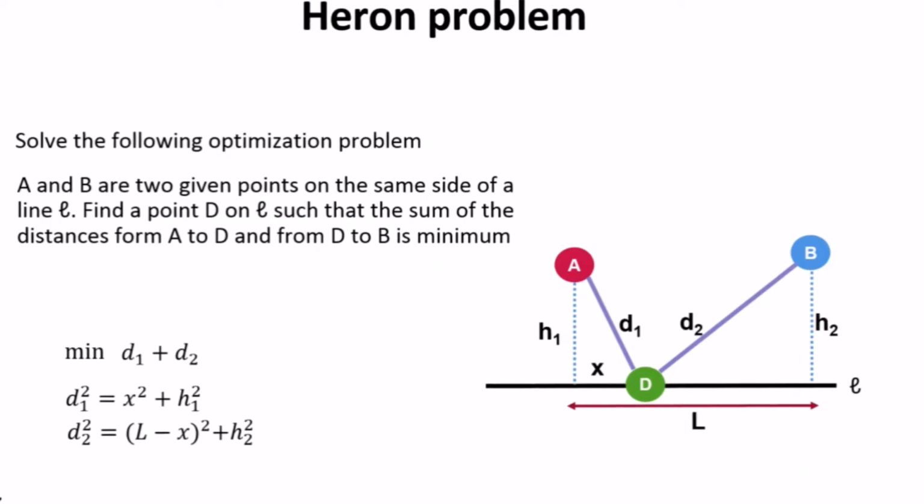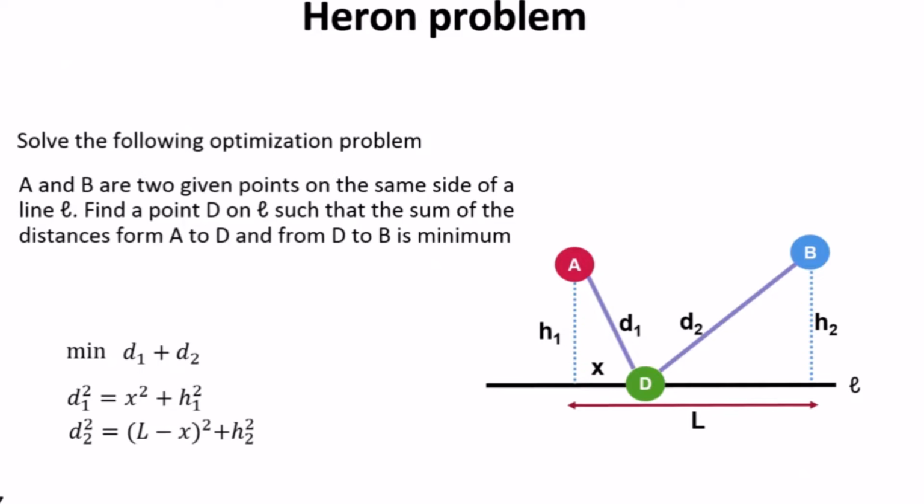So we want to find out, if we are given 2 points like A and B on the same side of a line called L, and we want to find a point D, the green one on this graph, in a way that the sum of the distances from A to D and also D to B are minimum. Okay, the summation of D1 plus D2 is minimum.